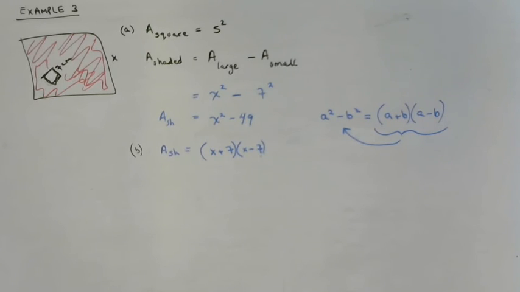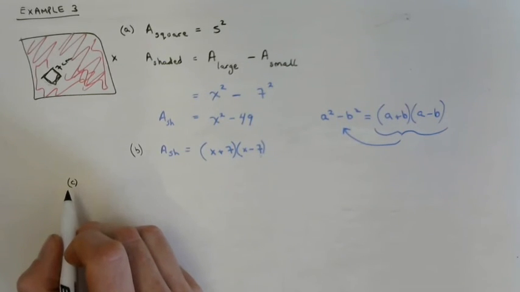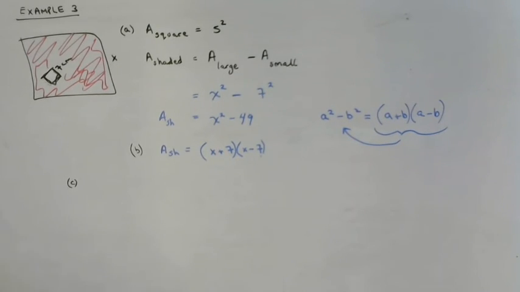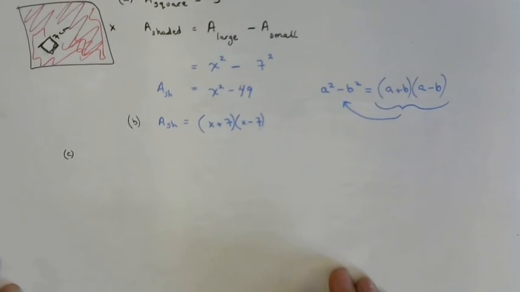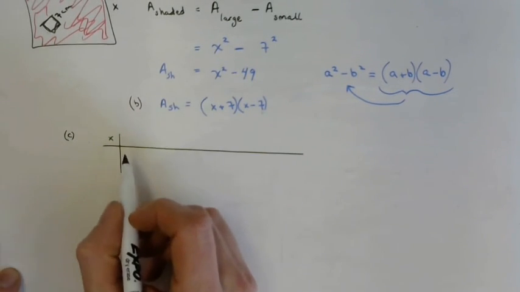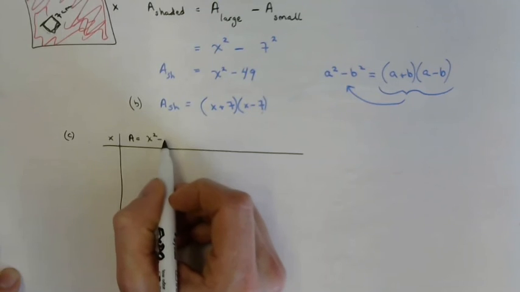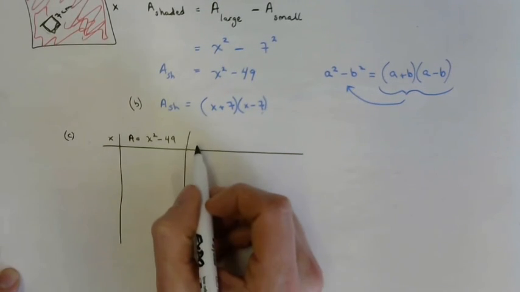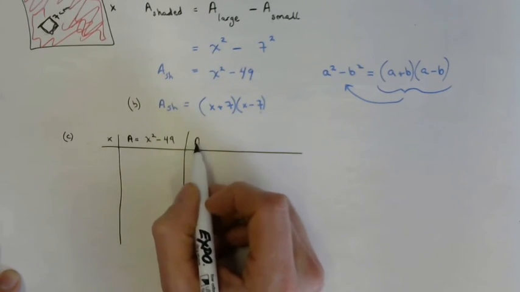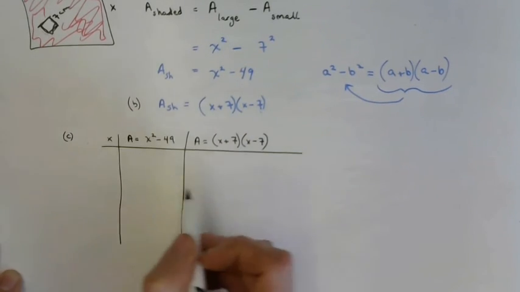And then in C, we're going to use both forms to create a little table of values. We're going to change the side length of the big square, the value of x, and see if we'd rather use the original function, which is x squared minus 49, or evaluate the area using the factored version of the exact same expression, the exact same polynomial.